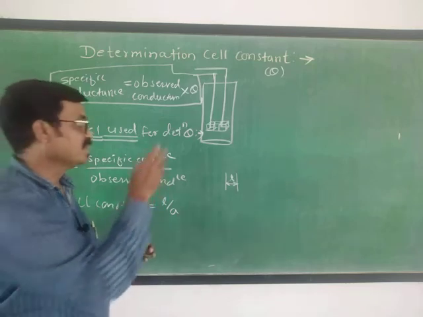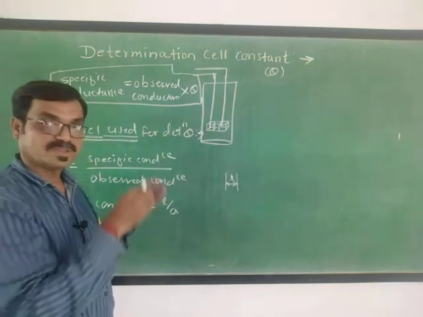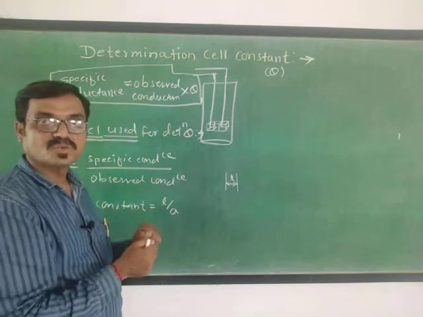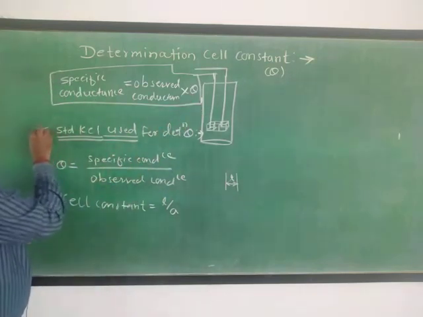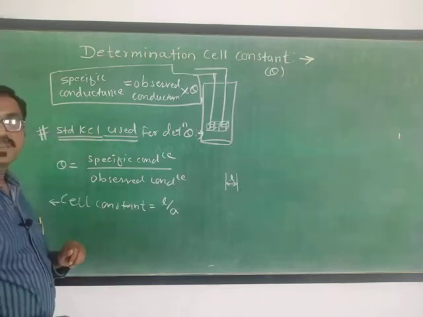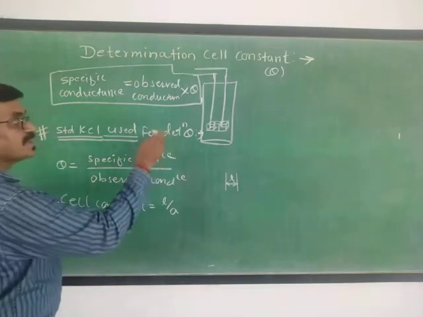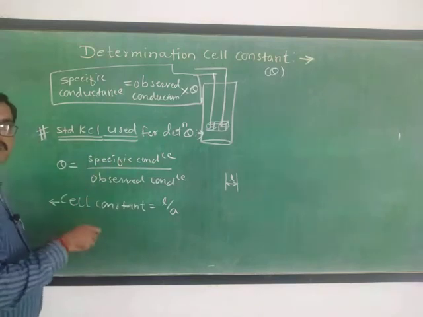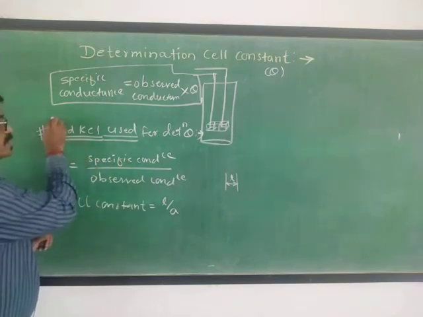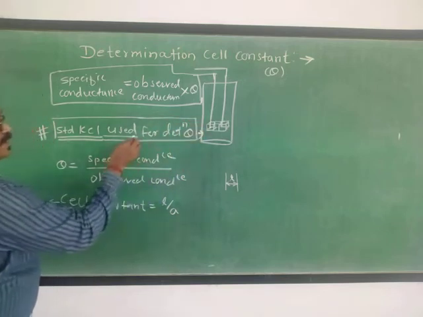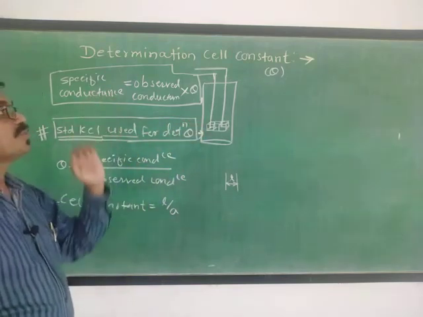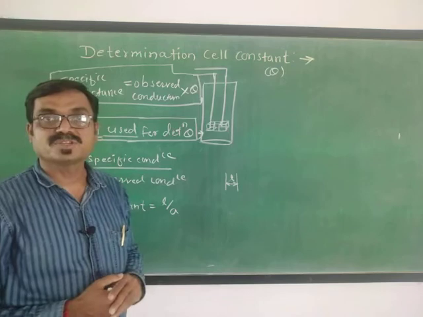After knowing the cell constant, keep the experimental solution of which you have to determine the specific conductance. Measure its observed conductance. Then theta, the cell constant, is measured initially by using this standard KCl solution. That's why this is a very important point, the determination of cell constant.